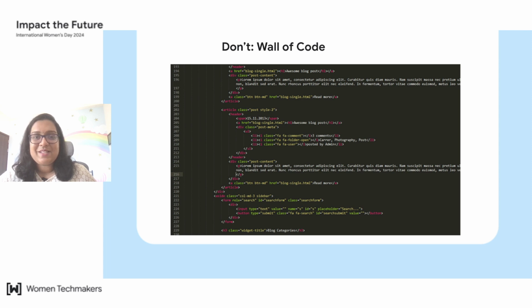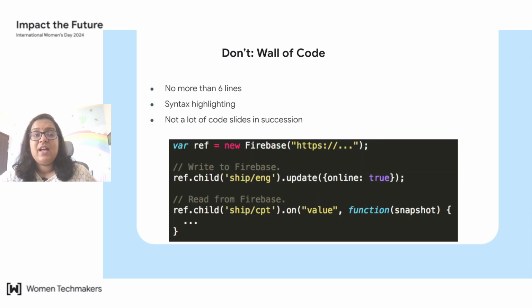And no technical presentation is complete without showing code, right? Now, if I put this picture on my slide, people are, A, going to find it really difficult to read, and B, it's going to be cut off, right? So I would say at max show 6 lines of code, and I'll show you in the next few slides, use syntax highlighting. Don't put a lot of code on the slides, right?